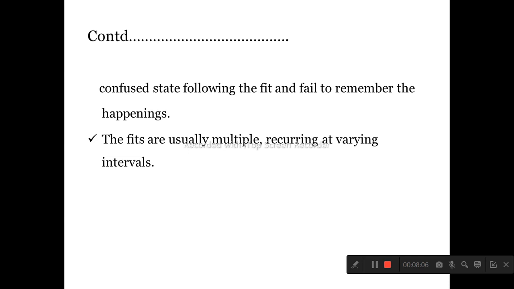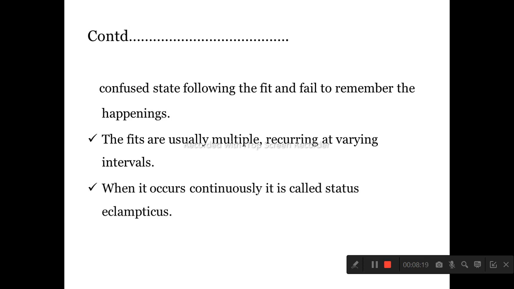The fits, as we have discussed, the patient won't remember what is happening during this seizure stage. The fits are usually multiple, recurring at varying intervals. When it occurs continuously, it is called status epilepticus. So if recurrent seizures are coming, we use the term status epilepticus for this.